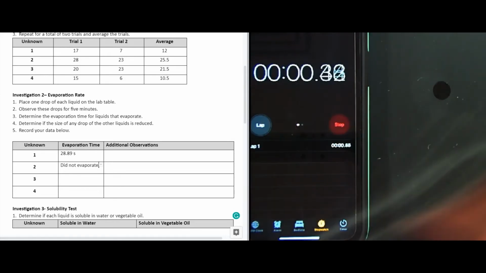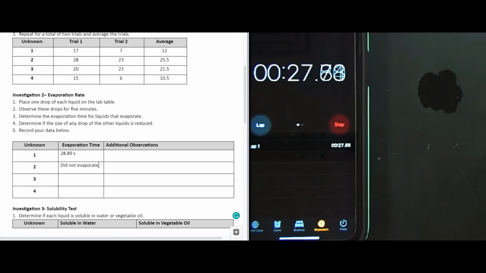Unknown number 3. And again, while we're watching for evaporation, think about cohesion. Think about what unknown number 2 looked like when I placed 1 drop on the table. It didn't really spread out much. Look at how much unknown number 3 is spreading out, or how much unknown number 1 spread out. So think about all these properties as we are testing them. It will help you identify each of your unknowns.